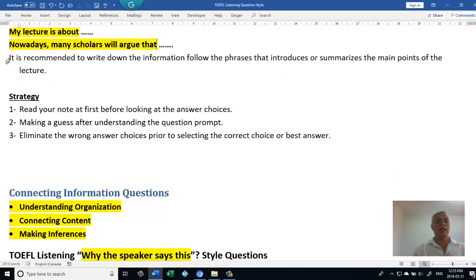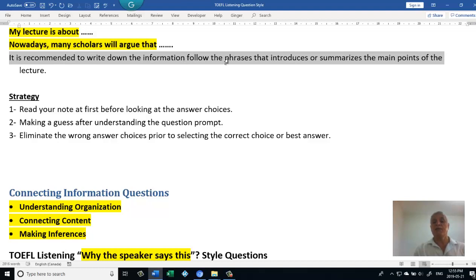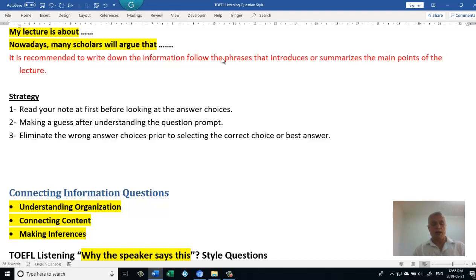It is recommended to write down the information that follows these phrases, the phrases that introduce or summarize the main points of the lecture. Here it's very important to know that when we hear these phrases, we know the main point of the lecture is coming. How are we going to answer this kind of question?